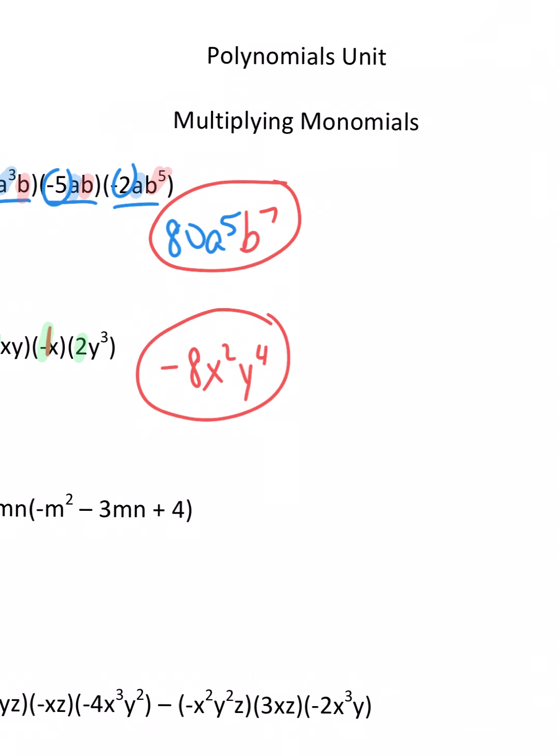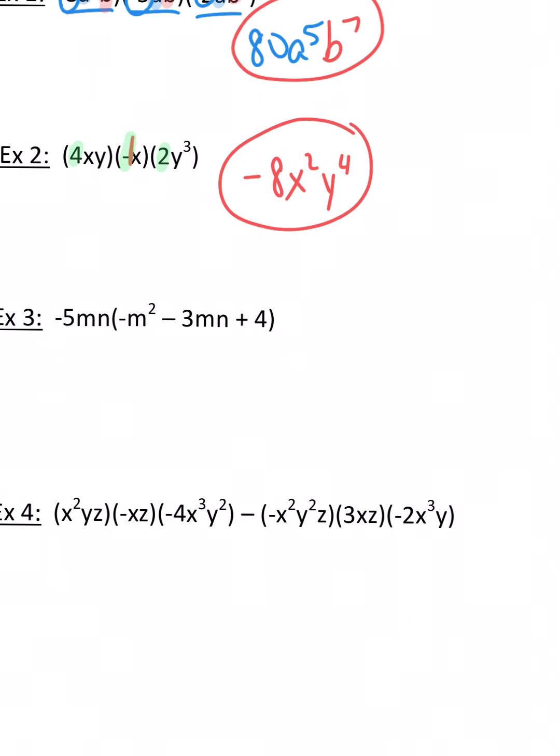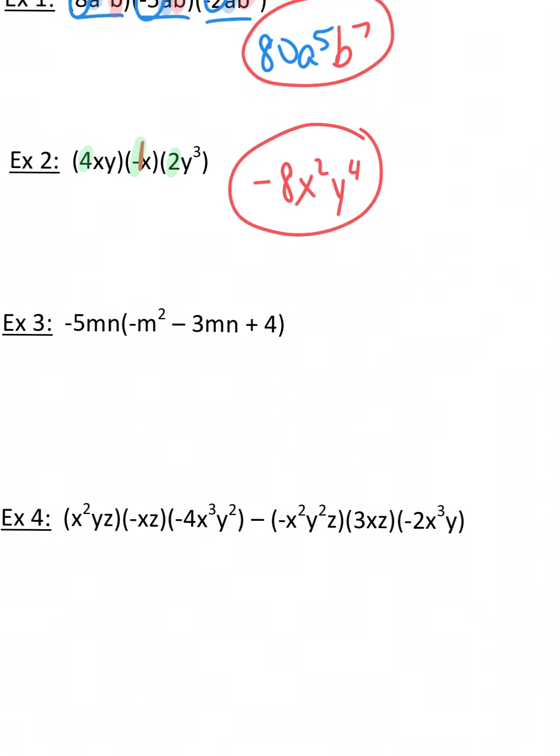And the last one we did the other day was example 3, which we took negative 5mn, and we distributed it to each of the three terms. This was the distributive property. And this first term, negative m squared, is really negative 1m squared. So I multiply negative 5 times negative 1, I get 5. When I multiply m times m squared, I get m to the third. And then I bring down the n. That's the first term in my answer.